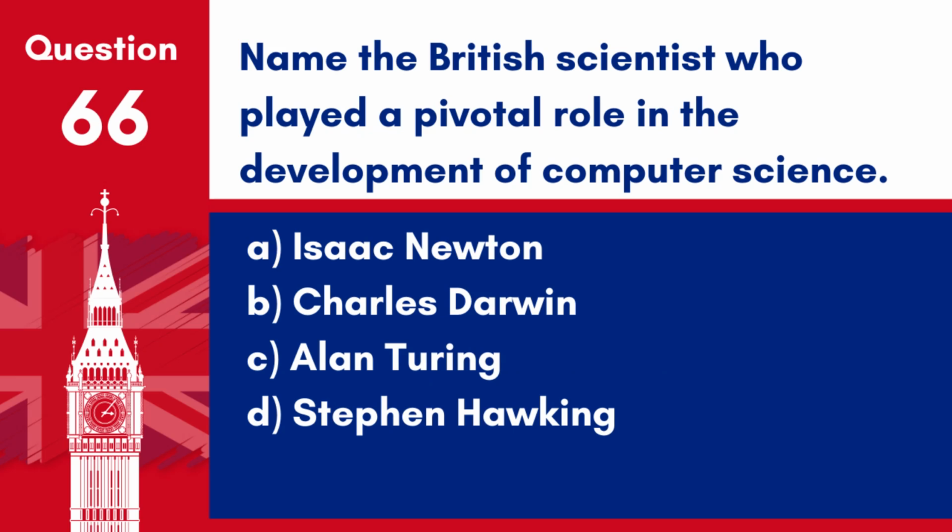Question 66. Name the British scientist who played a pivotal role in the development of computer science. A. Isaac Newton. B. Charles Darwin. C. Alan Turing. D. Stephen Hawking. Answer. C. Alan Turing. Turing is considered a father of theoretical computer science and artificial intelligence, notably for his work during World War II in breaking the Enigma code.